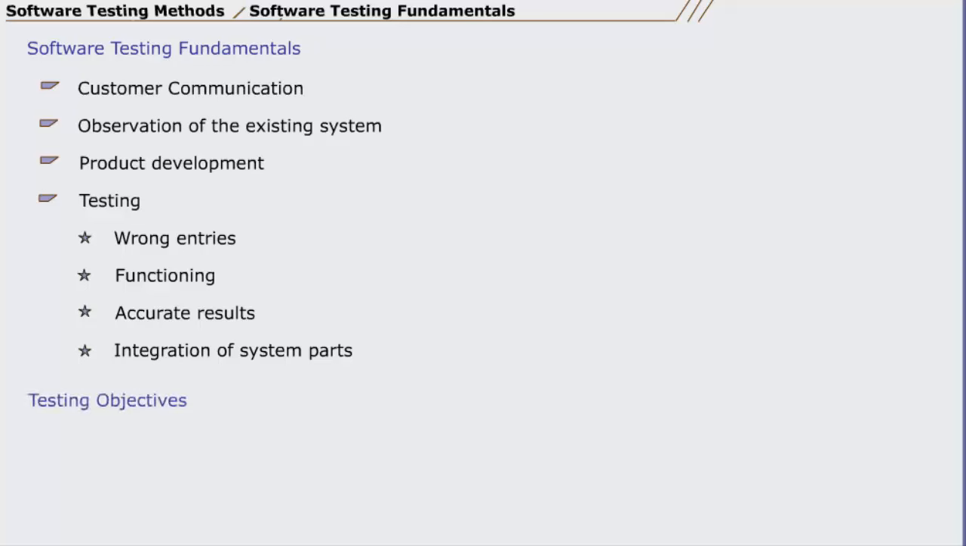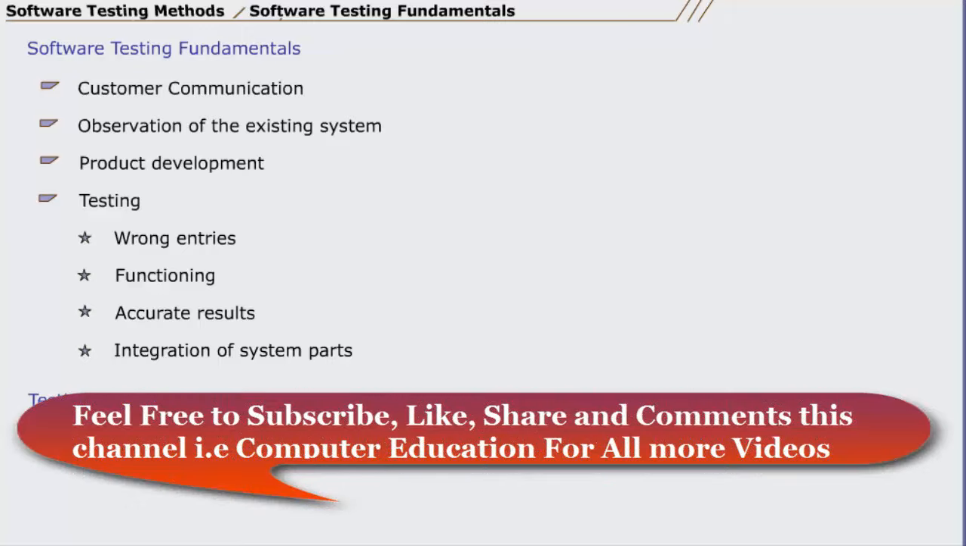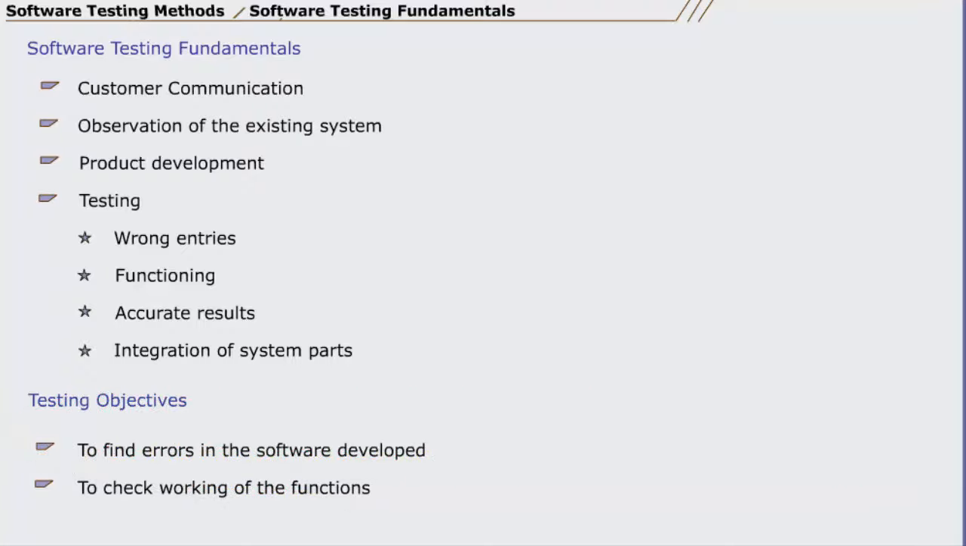Thus, we can say that the objectives of testing are to find errors in the software developed. Testing should be done in such a way that it reveals undiscovered errors in a minimum amount of time. To check that working of the software functions is according to the specifications. Their behavior and performance requirements are being fulfilled. To check the reliability and quality of software.